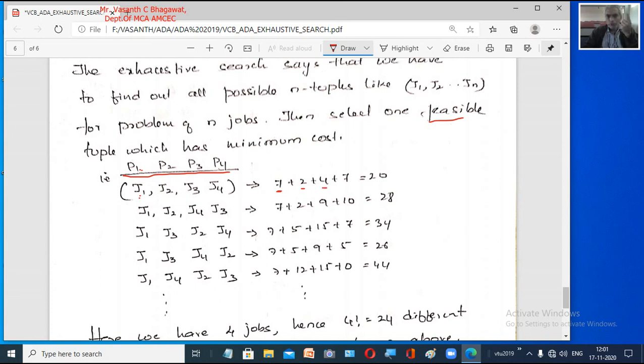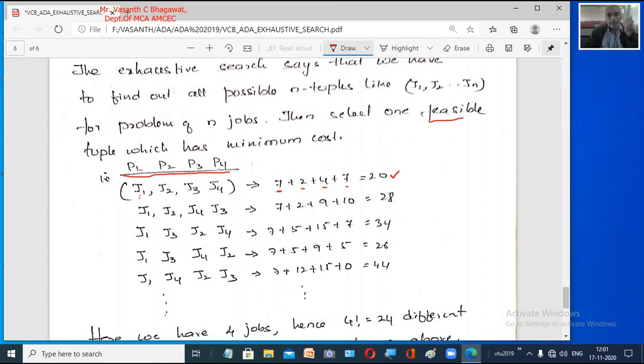Similarly, fourth job to fourth person, the total cost is 7 units of time. So when you find the total, it gives you the minimum total units of time required, if you assign the jobs in this sequence to all the people.